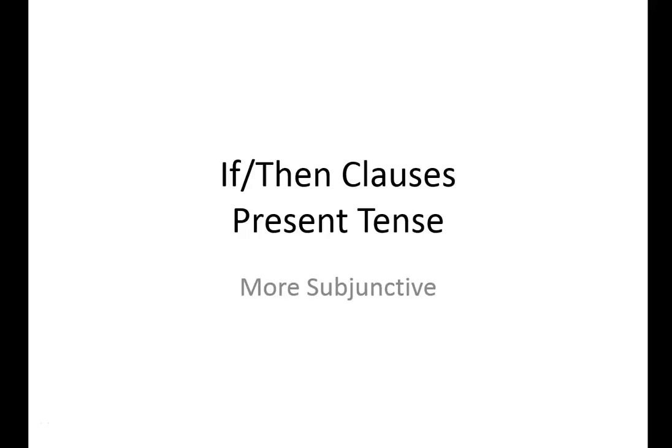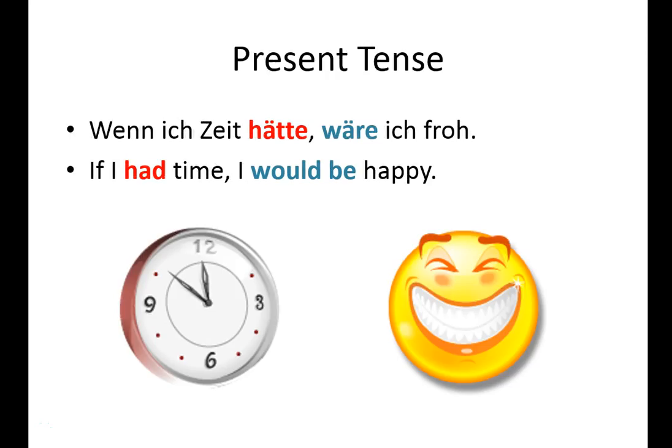If-then clauses in the present tense. These are going to utilize some of the subjunctive case, so let's review some of that. Zum Beispiel, here we go in the present tense. Wenn ich Zeit hätte, if I would have time, or if I had time, wäre ich froh. Would I be happy? I would be happy.